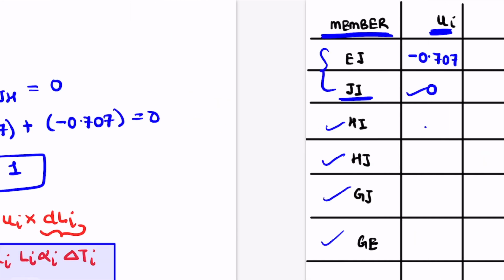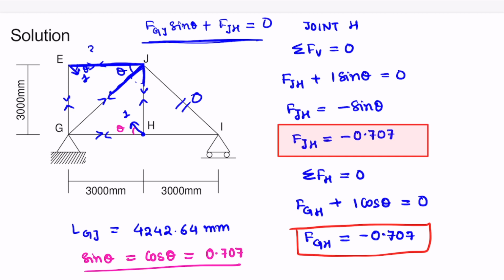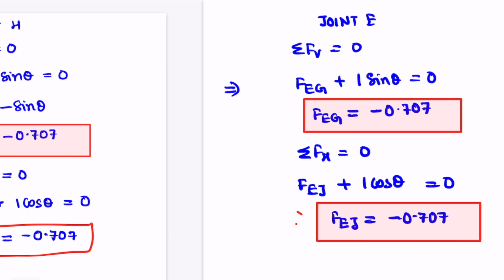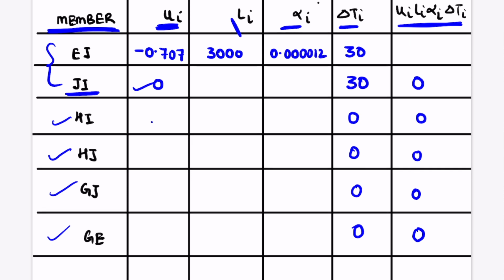What is the length of member EJ? The length of member EJ is 3000, right? So we'll fill this table now. For this member, the length is 3000. What is the value of alpha I? The value of alpha I is this. So after multiplication, we'll get this value as 0.764.